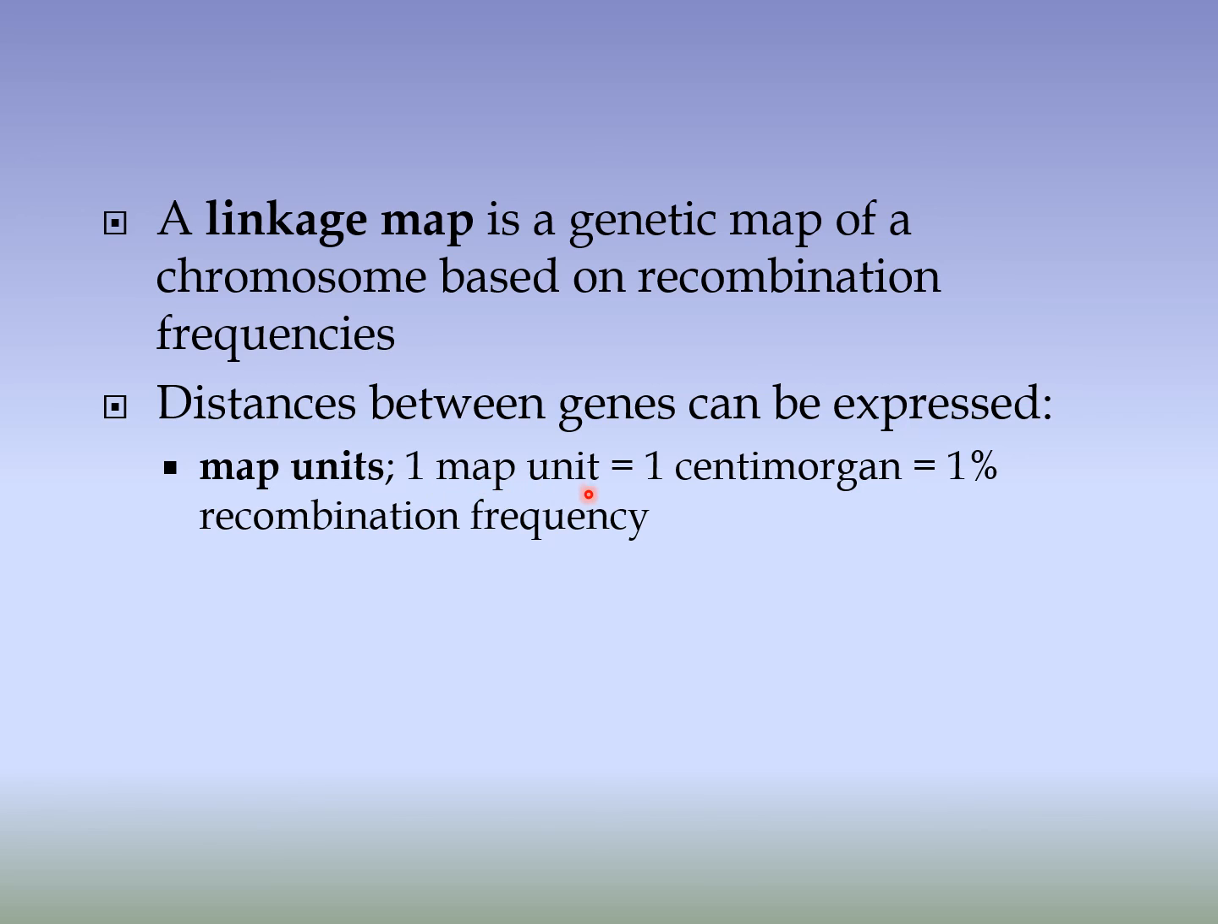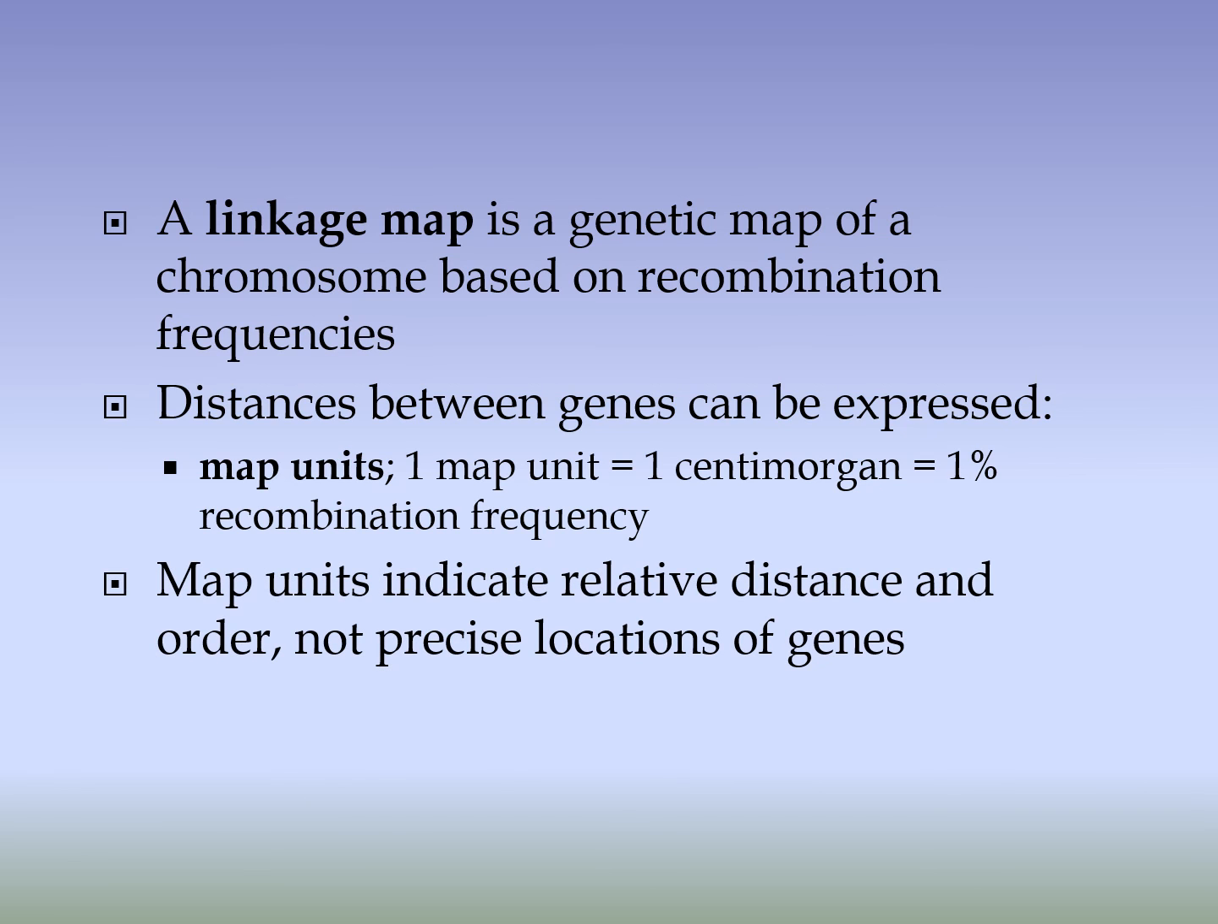So one map unit is equal to 1 centimorgan, which can be related to 1% recombination frequency. Okay, so the further they are apart, let's say that's 5 map units, which is equal to 5 centimorgans, which is equal to 5% recombination frequency. So the higher the frequency of recombination, the more likely, right? So recombination is basically crossing over. The more likely the genes are going to appear that they are not linked, because crossing over will allow the mixing of the alleles. Now, again, map units can be related to the distance and the order, but not the precise actual locations of the genes.